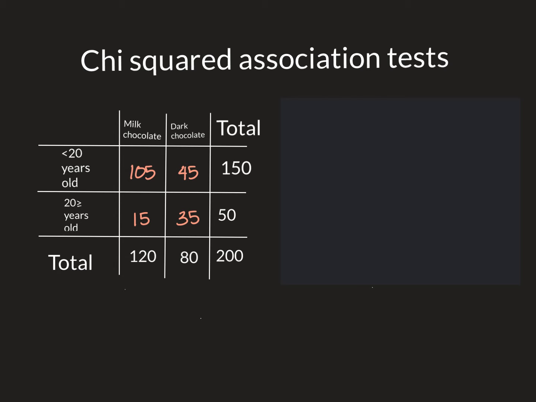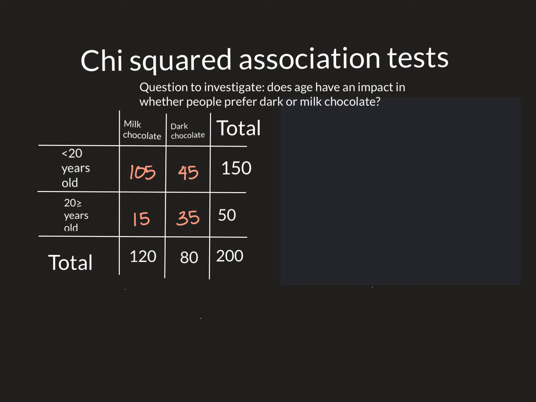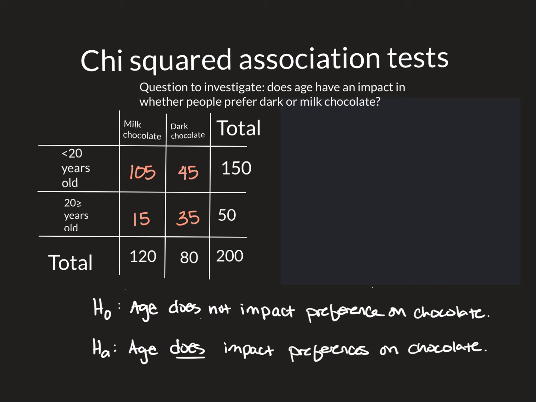So let's go in. The kind of question we're asking here is, does age have an impact on whether people prefer dark or milk chocolate? And if I was going into this, I would definitely probably start with a null hypothesis that age does not impact the preference. And then the alternative hypothesis would be that age does impact preferences on chocolate. I've heard this theory before, and so now we're just gonna look at some data. And so this is theoretically the actual data that we ended up with.